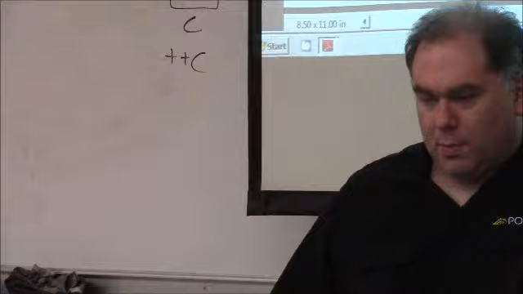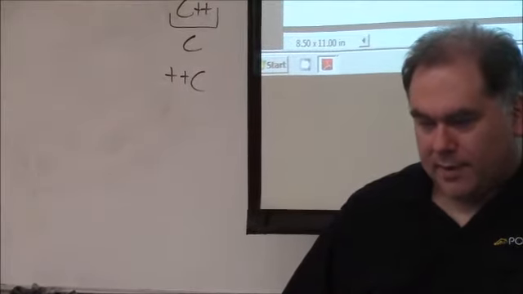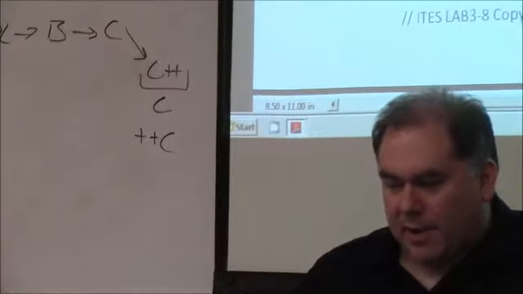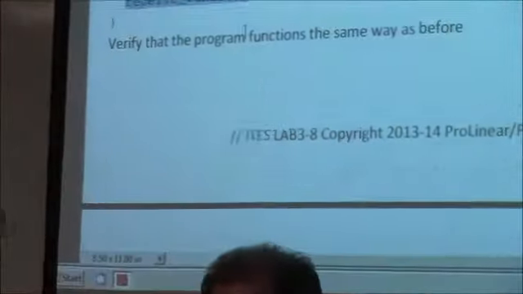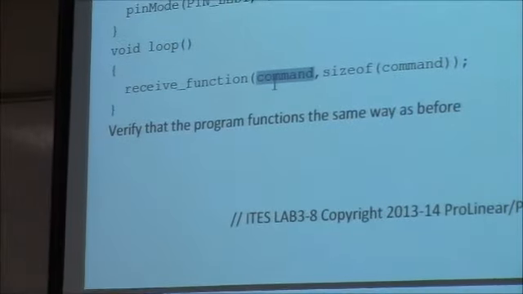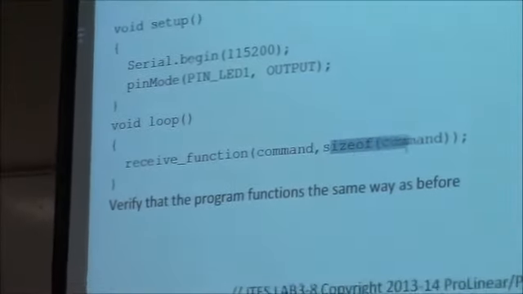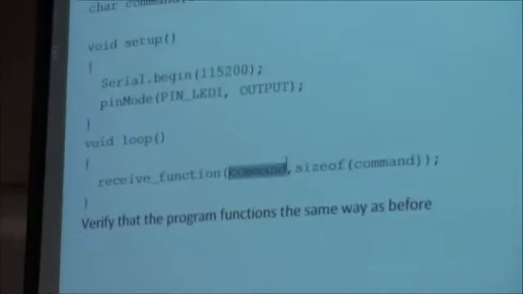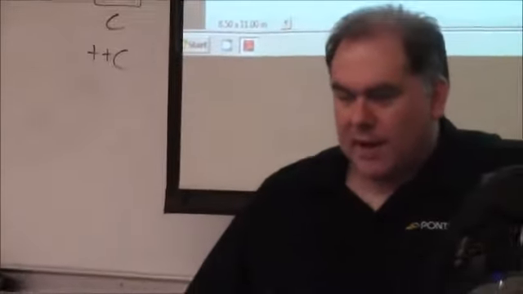Now, our loop becomes a lot simpler. Instead of having all that complicated code in it, it now has one function called the receive function, and we pass to it our buffer, and we pass to it the size of our buffer. And our buffer is up here as command. Okay, and this program does exactly the same thing as the last program, except our loop now only has one line of code in it.